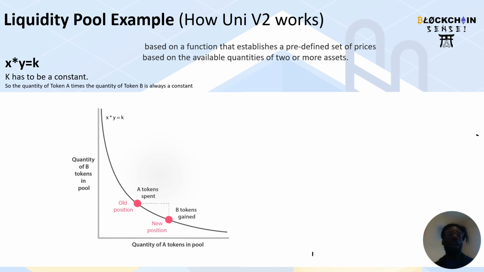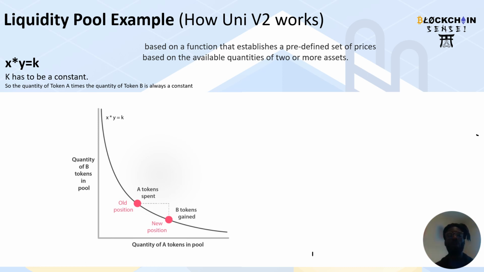So the equation that governs Uniswap is x times y equals k, okay? So k has to be a constant, right? So what we're going to do is we're going to do a quick example, and then after the example you're going to understand this more.